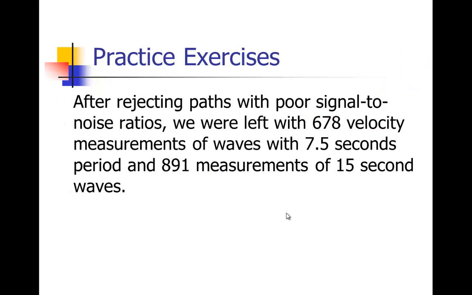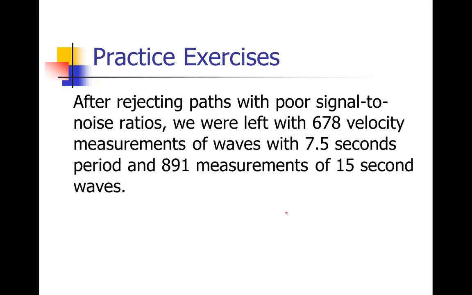All right, so the next example reads: "After rejecting paths with poor signal to noise ratios, we were left with 678 velocity measurements of waves with 7.5 seconds period and 891 measurements of 15-second waves." So this one has kind of a lot of extra words that you can hear as you're reading it along.